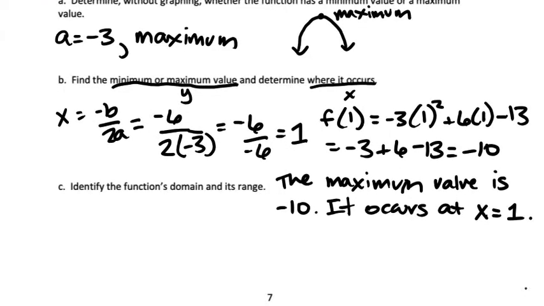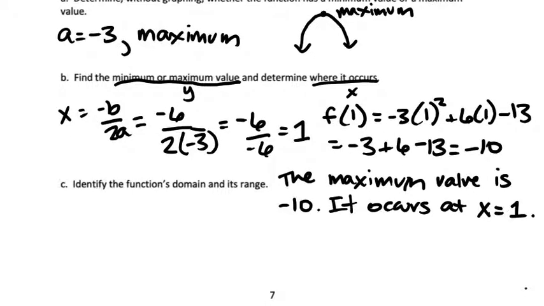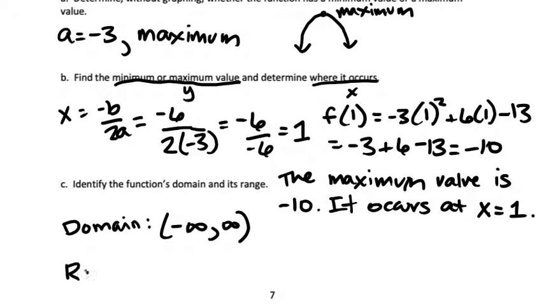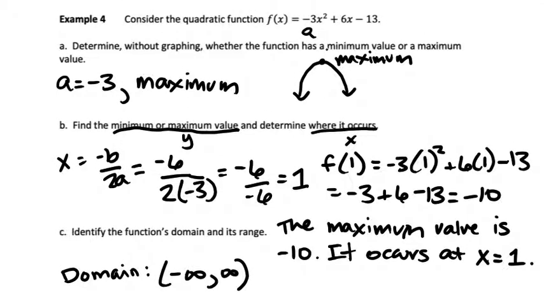And lastly, we're asked to identify the function's domain and range. So we're going to get even more practice with this. Domain, since it's a quadratic function, is negative infinity to positive infinity, just like when we were doing quadratic functions before. And the range. Now for the range, I think it's helpful again to go back to the picture here. Because this is a function that's going to open down, because a is negative, it has a maximum value.